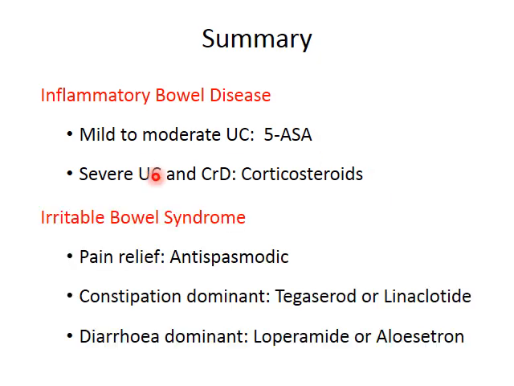For the treatment of irritable bowel syndrome, for pain relief, antispasmodic drugs like dicyclomine or tricyclic antidepressants are used. If it is constipation dominant, drugs like tegaserod or linaclotide are used, or if it is diarrhea dominant, we can use loperamide or alosetron. These are the drugs of choice for irritable bowel syndrome.